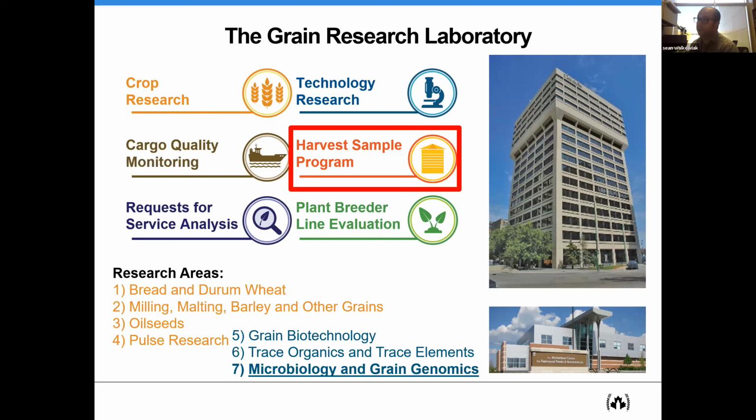A lot of what we do is monitoring of samples from harvest, and I'm going to really highlight some of our harvest monitoring in this presentation. But we also do monitoring of cargoes. We do a lot of requests for service analyses. These are submitted samples because of weird things that happen in industry, or if there's some sort of market access issue or a trade dispute. They call on the scientists to save the day, to provide science-based support to show that an organism is either there or not there in the grain. And we also evaluate lines that are going for registration for being grown by producers.